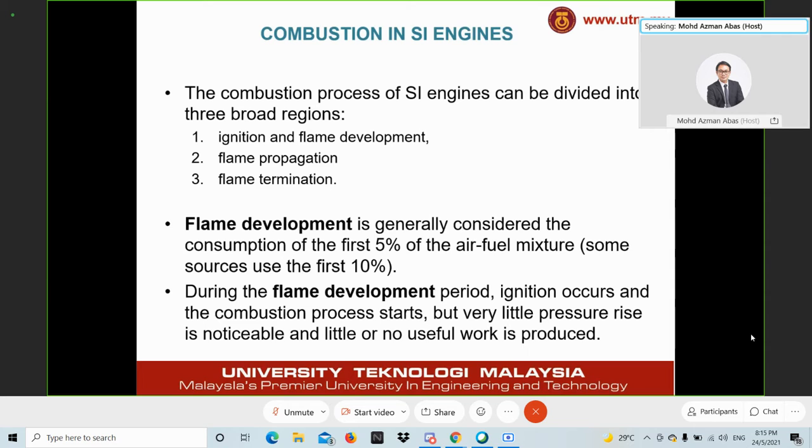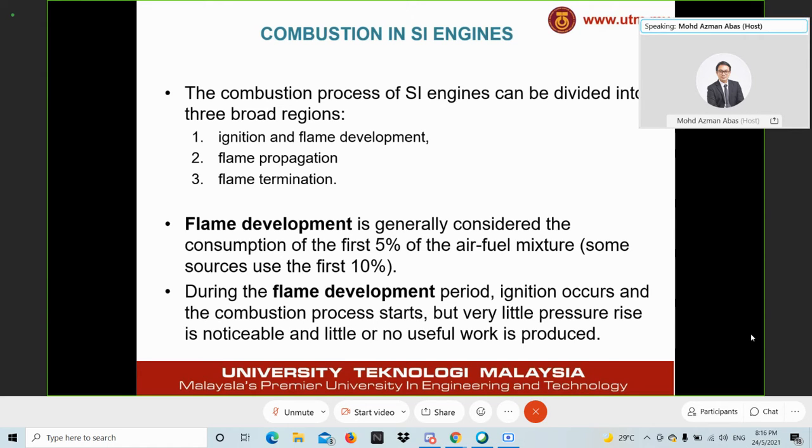Now, flame development is generally considered the consumption of only 5% of the total air-fuel mixture that enters the combustion chamber. So during the first phase, only 5% is being consumed.